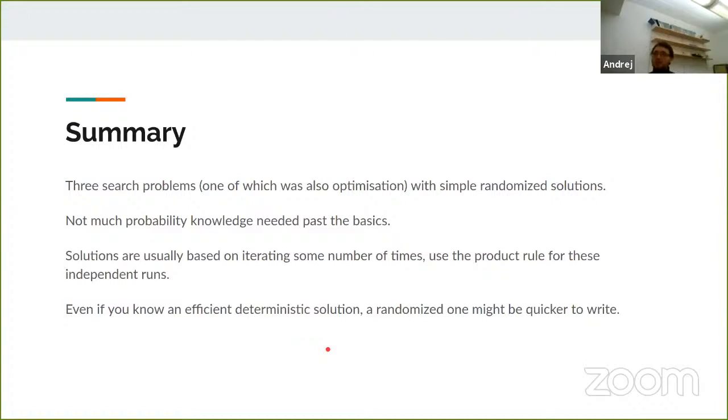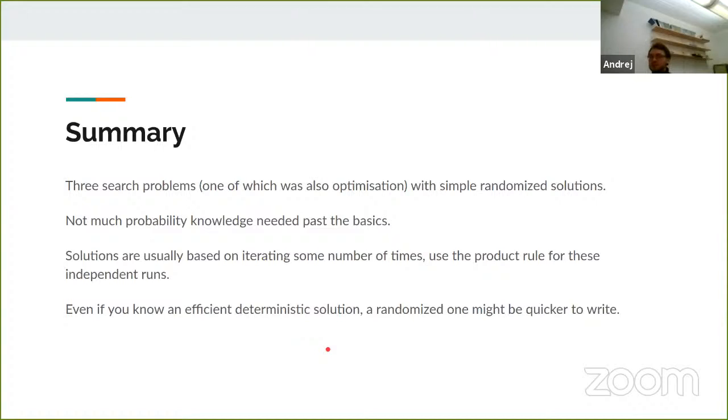We didn't use much probability knowledge past the basics, and the most involved piece of maths was knowing things about the exponential function and playing around with estimations. If you're experienced, you would have seen it before, but if not, you can just play around with the calculator because you don't really care about what the O notation says. You might care more about the exact numbers. All of the solutions were based on iterating the same procedure some number of times, and then using the product rule for these independent runs.